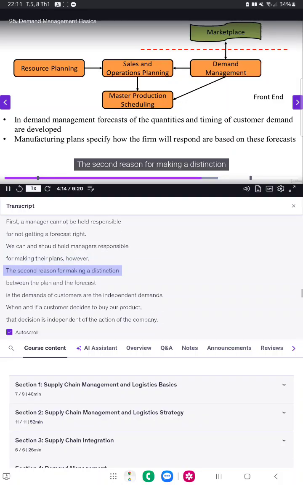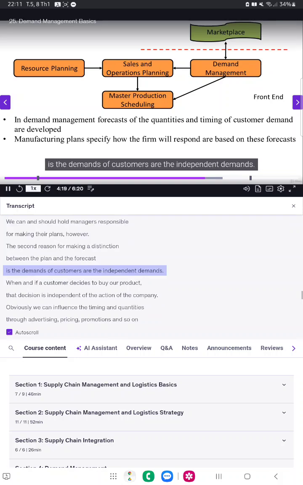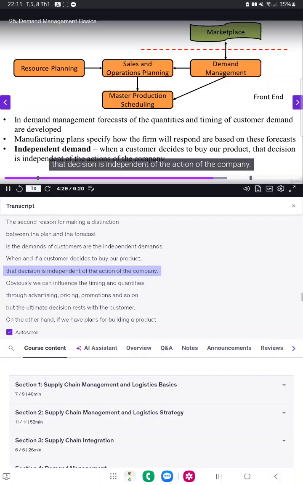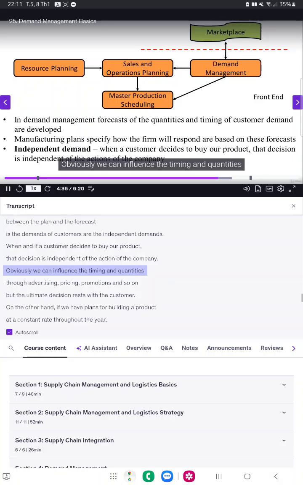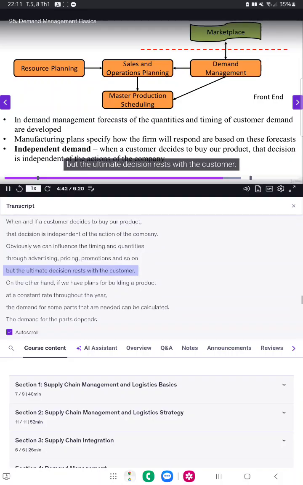The second reason for making a distinction between the plan and the forecast is the demands of customers are the independent demands. When and if a customer decides to buy our product, that decision is independent of the action of the company. Obviously, we can influence the timing and quantities through advertising, pricing, promotions, and so on, but the ultimate decision rests with the customer.